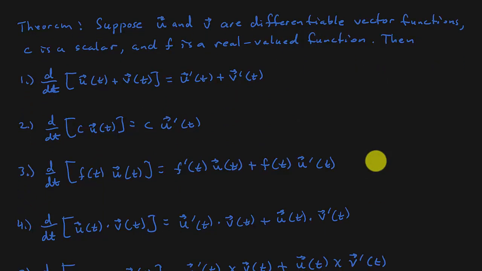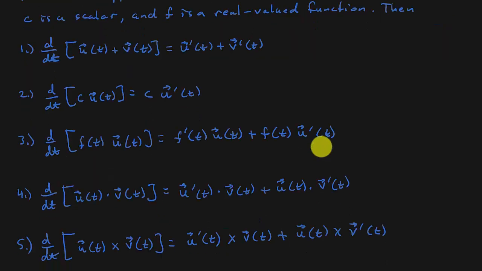All right, so we have a theorem. Suppose u and v are differentiable vector functions, c is a scalar, and f is a real valued function. Then the derivative of u plus v is the derivative of u plus the derivative of v. And I'm not going to say vector every time, so you know what I mean. You got the little arrows over, so you know they're vectors. It's just saying we can take the derivative of each vector. And then this one, c times u, the derivative, that's just showing that we can pull a c out. We can take the derivative of u and then multiply it by c.